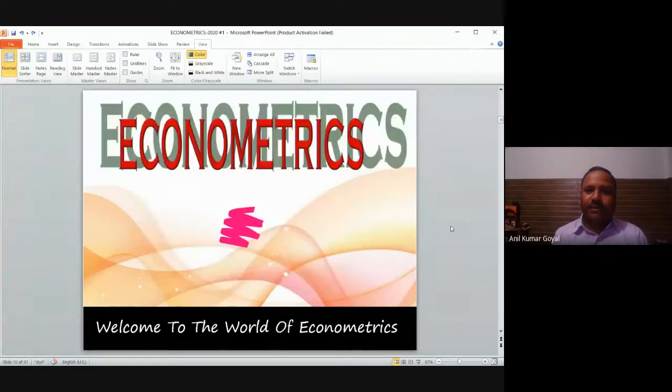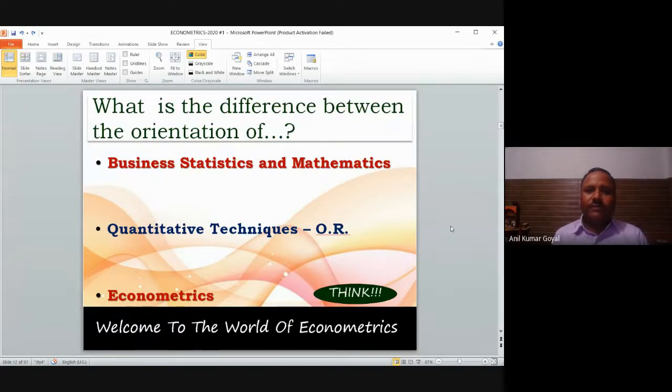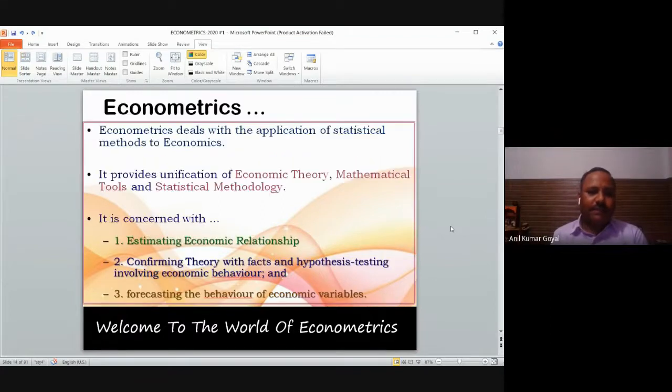So econometrics, let's see, putting the things in the right place. First some preliminaries we will discuss. What is the difference between business statistics, mathematics, quantitative techniques, or operations research, and econometrics? You rightly said, econometrics deals with the application of statistical methods to economics. Whatever statistical methods we have, if we apply them on economic data, then we say that this is econometrics.